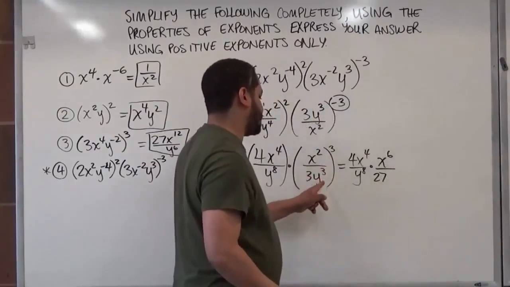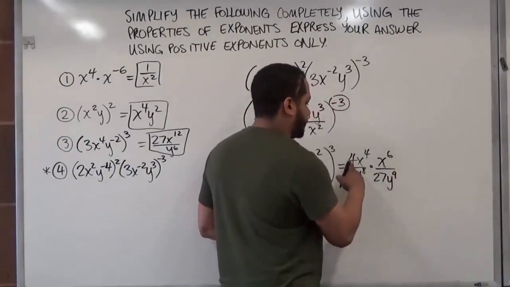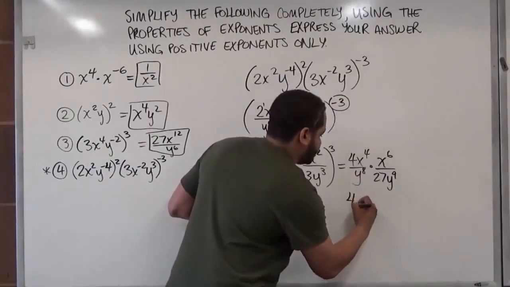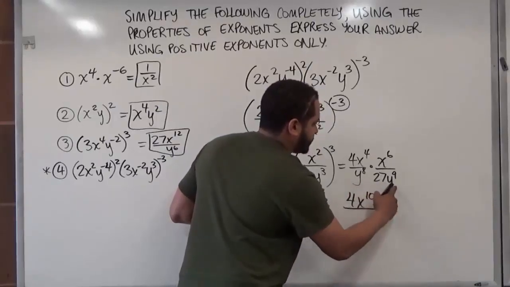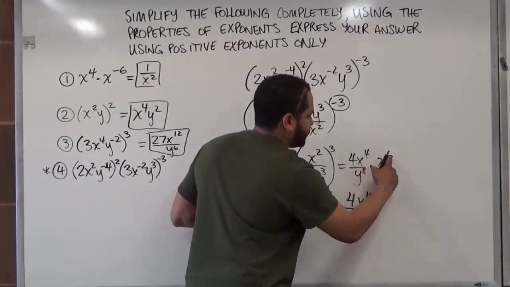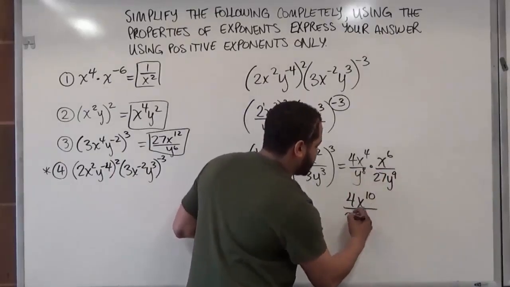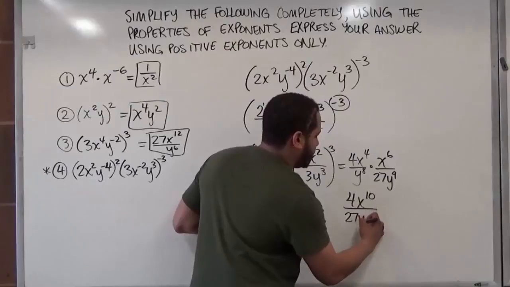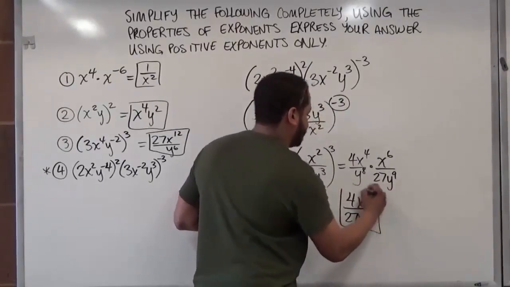And y to the power of 3 times 3 is y to the 9th. So here we get 4x to the 10th over, and here we're adding the powers as well. We just added the powers of 4 and 6 because they're multiplying. In the denominator, the y's are also multiplying. So we'll have 27, and y, 9 plus 8 becomes 17. That's our solution for the fourth problem.